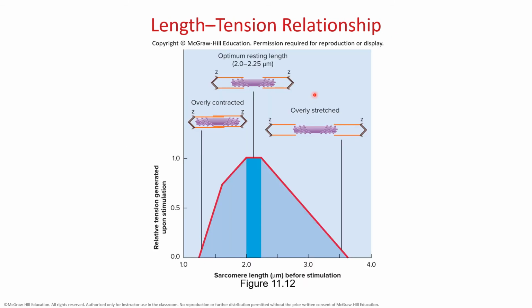And here we can see the illustration of the length-tension relationship. We can see that optimal resting length right here. And we can see when it's overly contracted, it looks like this. And when it's overly stretched, it looks like that. And that makes sense. If you're overly stretched like this, you don't have as many heads coming up here to really pull these myofilaments together. And if you're already overly contracted, you're not going to generate that much tension.